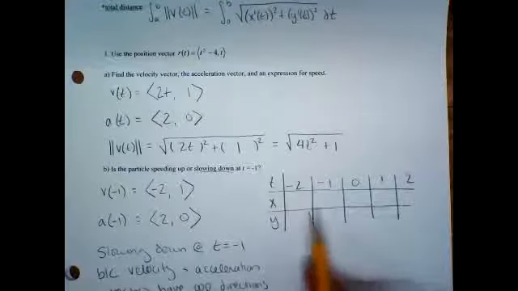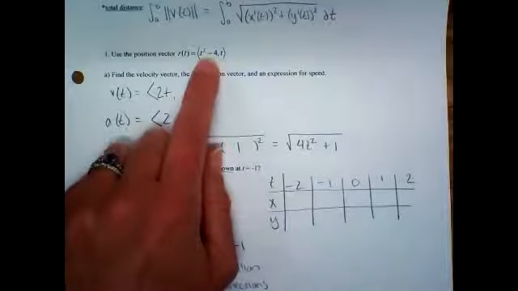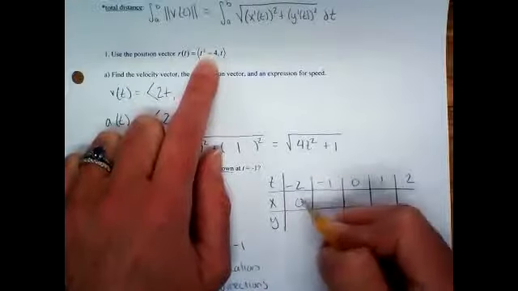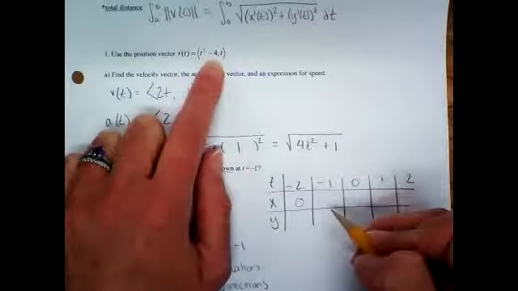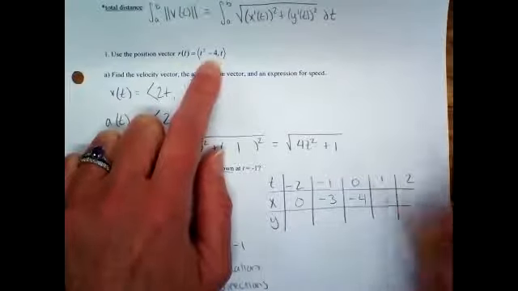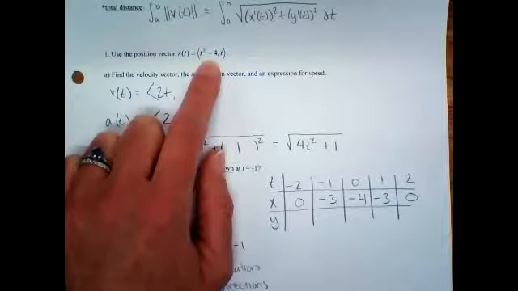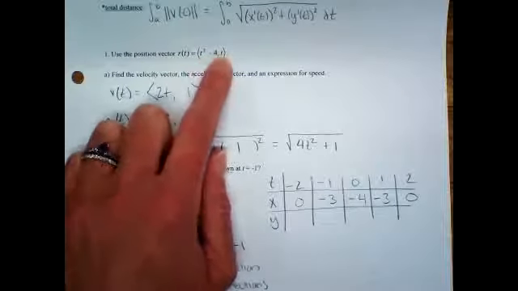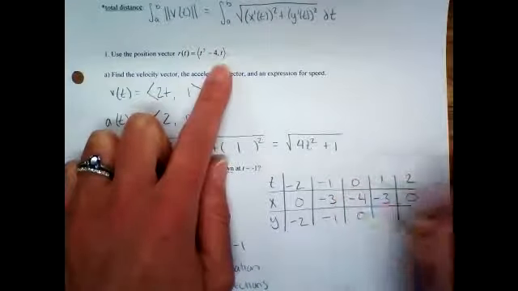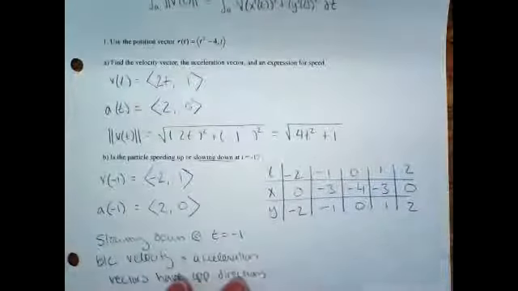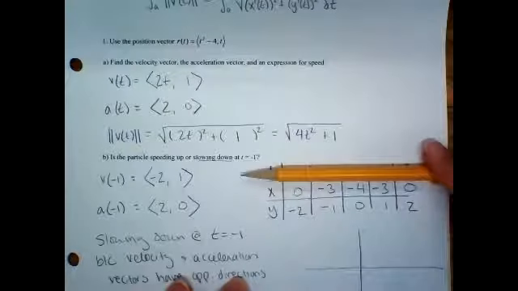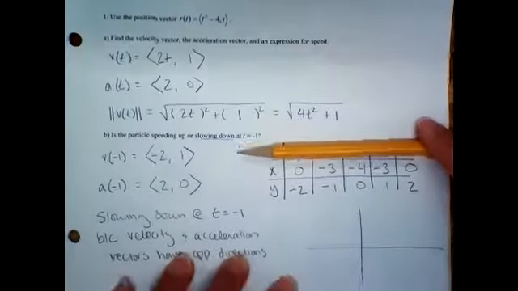So if we plug these values, let's do x first. X is this t squared minus 4. If you plug in -2, that's going to give you 0. If you plug in -1, what is that going to be? -3. 0 will give you -4, and then -3, and then 0. Our y dimension is just t, so it would just be these values. And when you graph it, don't look at the t values. That was just our parameter. When you graph it, you're graphing x and y.